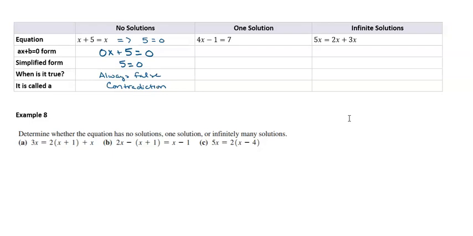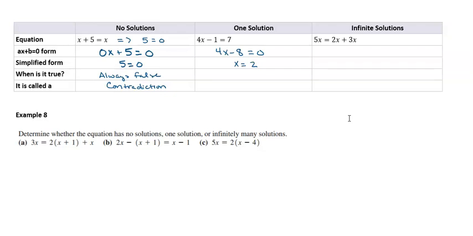Okay? So it's a contradiction, it's always false. If it has one solution, we can rewrite this as 4x minus 8 equals 0. So I just subtracted 7 from both sides. And we would say a is 4 and b is negative 8. The solution was that x equaled 2. That was up above. When is it true?